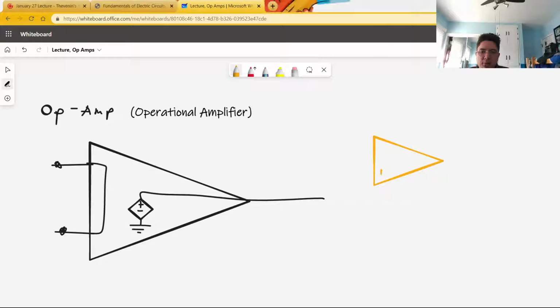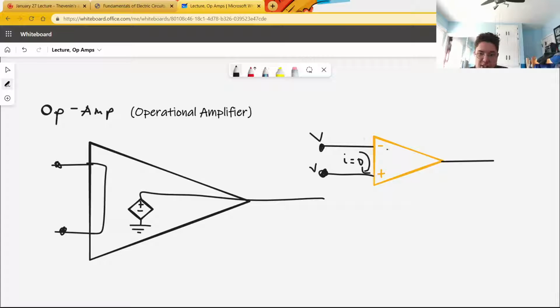In circuits, an op-amp will be modeled as a triangle with a positive and a negative input and an output, as you can observe here. The voltage at this point is the same as the voltage at this point, and the current in either of these branches is zero. These are what I call the fundamental assumptions of op-amps. The current in the branches connecting directly to the negative and the positive terminals of an op-amp are zero, and the voltage in the wires connecting directly to the negative and the positive terminals of the op-amps are the same.